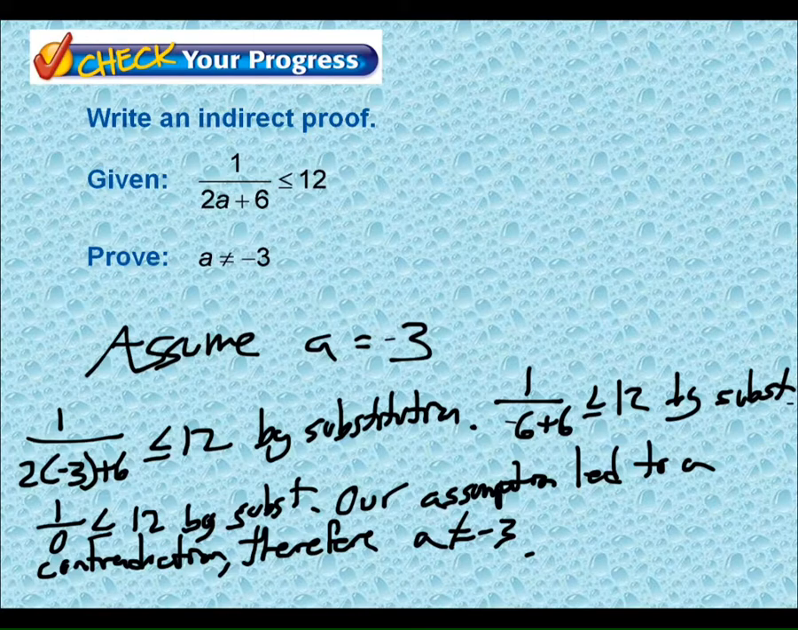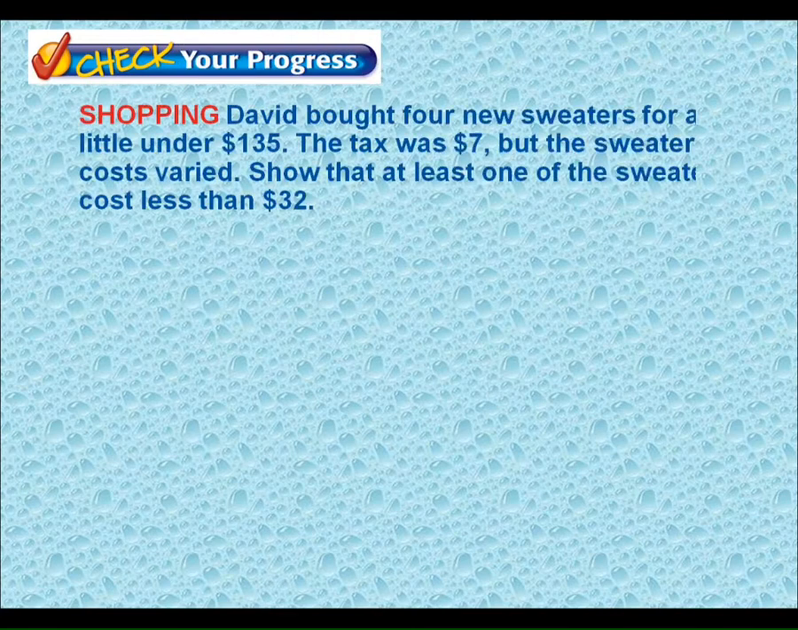Now, in an algebraic proof, it's really easy to get a contradiction. Oftentimes, it'll be divide by 0. And that's a contradiction. That's an error. That doesn't work. Questions there? All right.